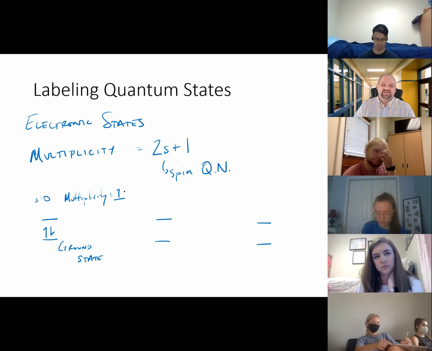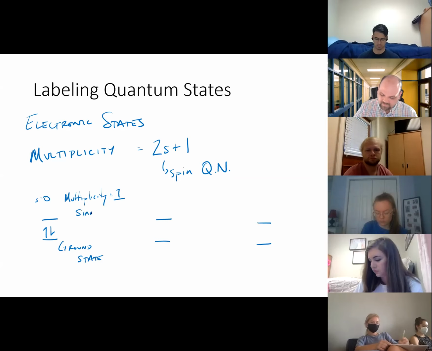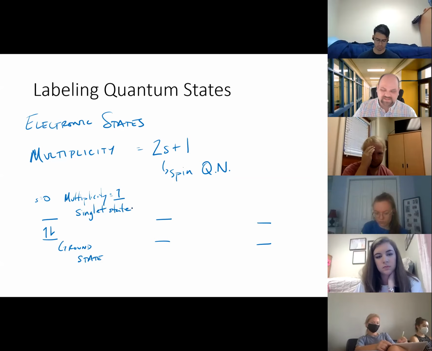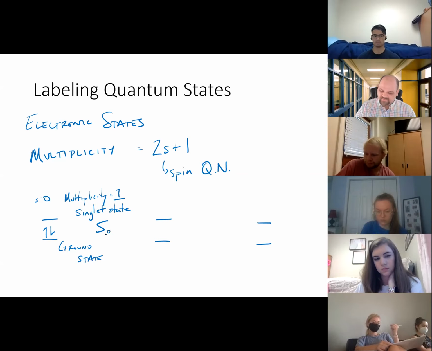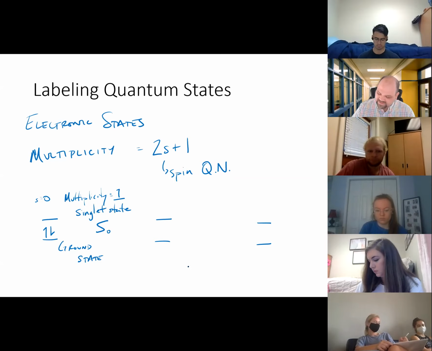When my multiplicity is equal to 1, I call it a singlet state. Makes sense, 1, single. And we represent that with a big S. Because it's the ground state, the lowest energy state, I'm going to give it a subscript 0, so that I know it's the lowest possible singlet state. So these two are both going to be excited states.